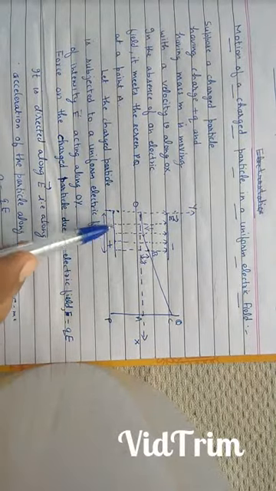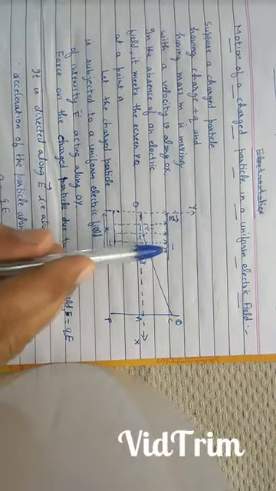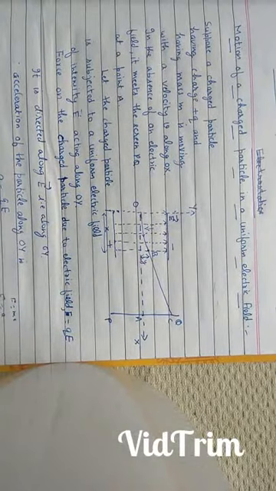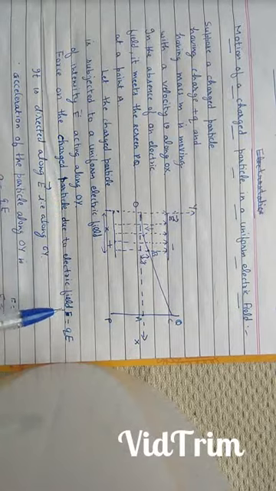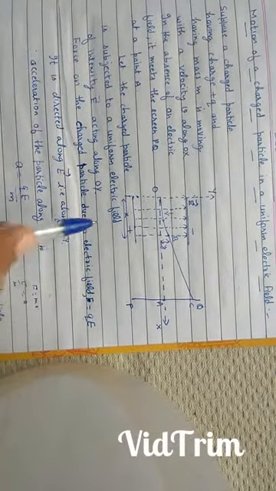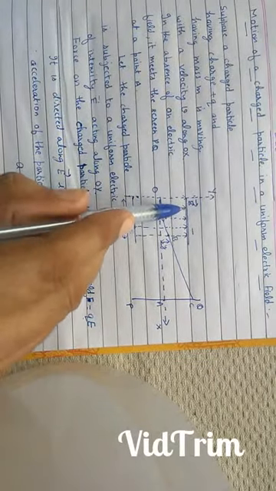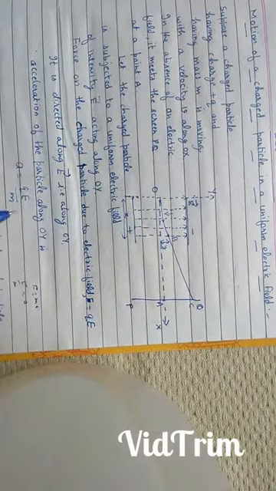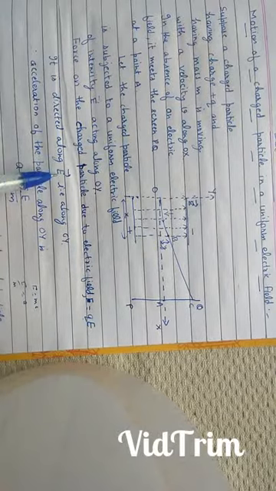This electric field is produced by positively and negatively charged plates. Now, due to this electric field, the force on the charged particle will be F is equal to qE. This force F is directed along E, that is, along OY.